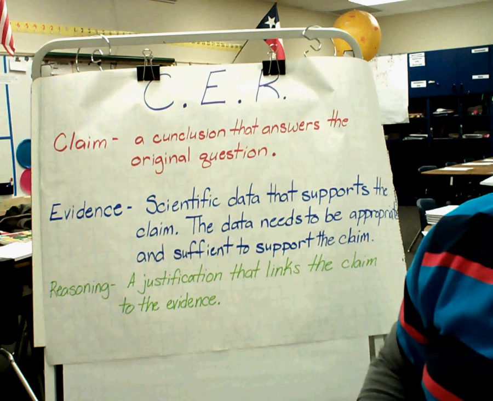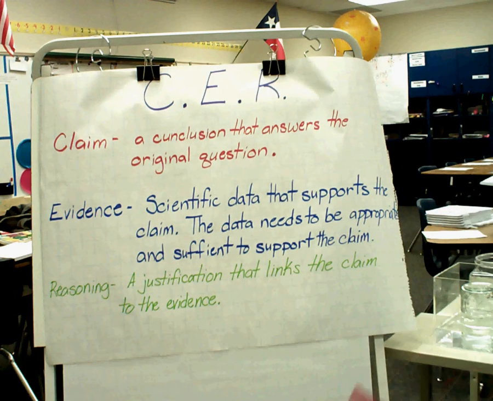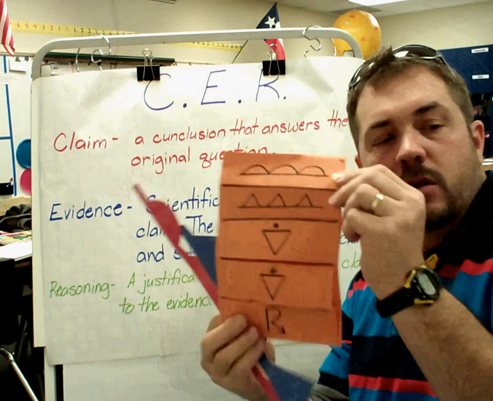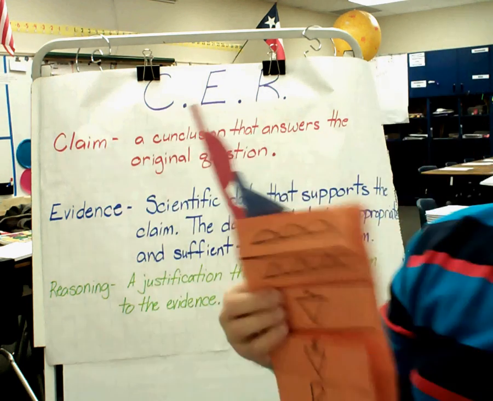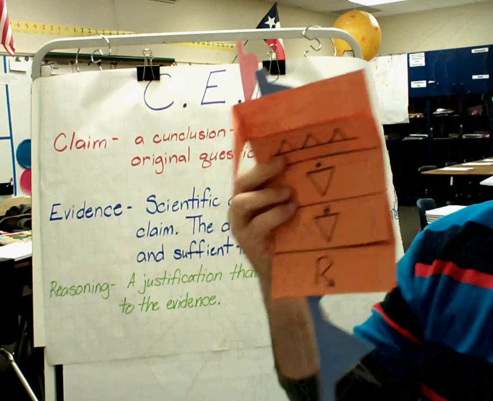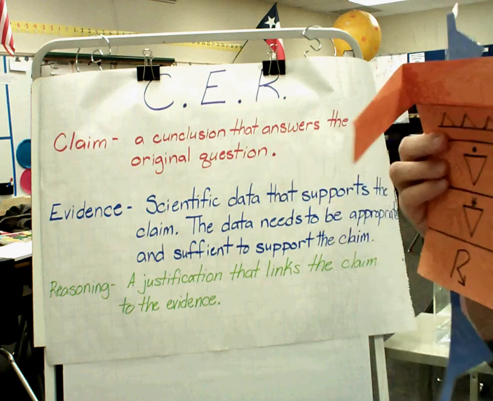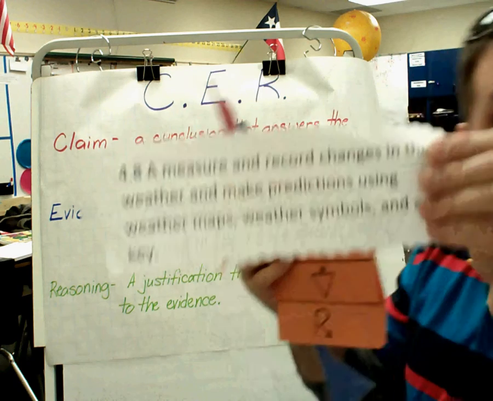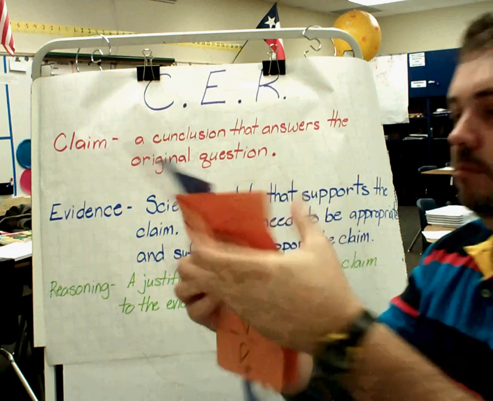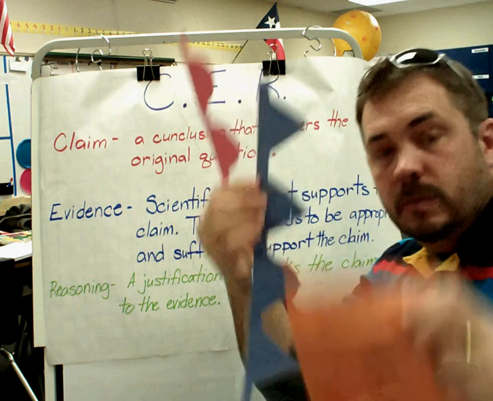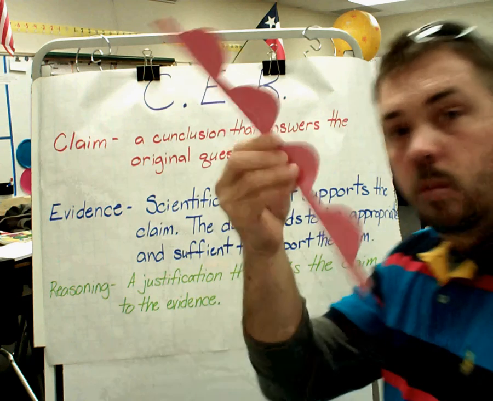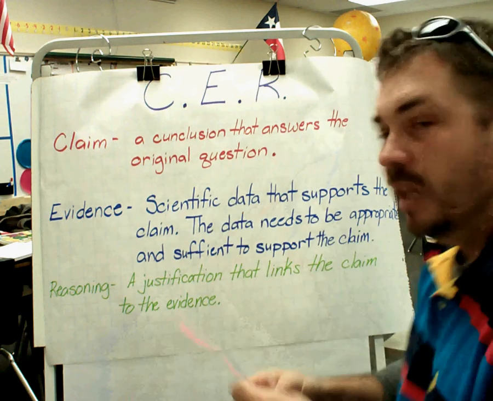So the first thing we need to remember is we created our map symbols and our map key. Where in the world did I put that? I hate it when stuff, oh, there it is, way over here, sorry. Remember, on our TEK, using symbols and a map key, well, here's our symbols, here's our key. Warm front, cold front. I'm going to make a claim.